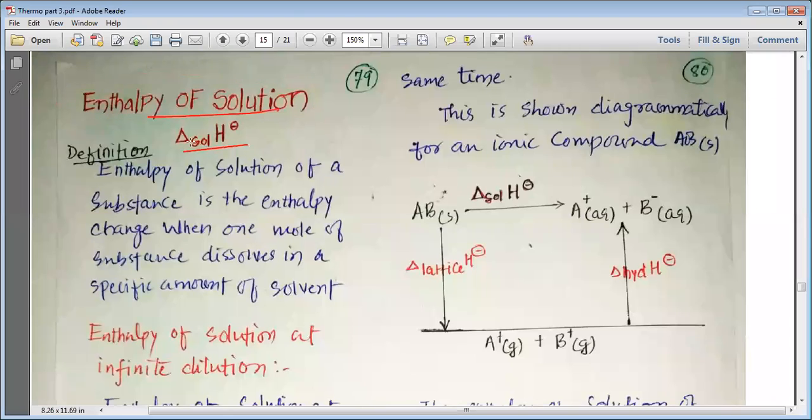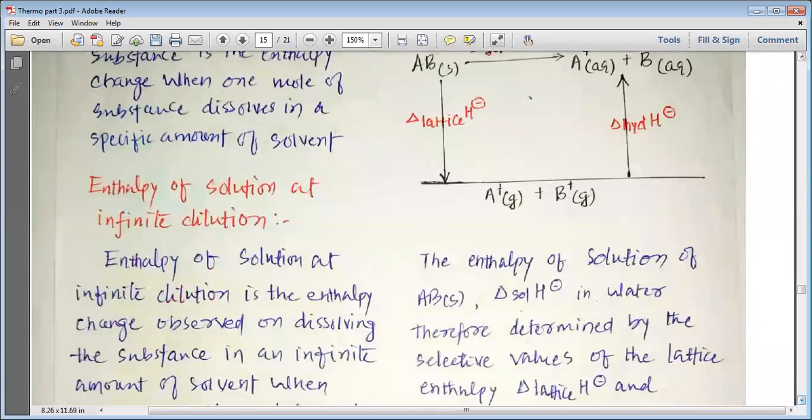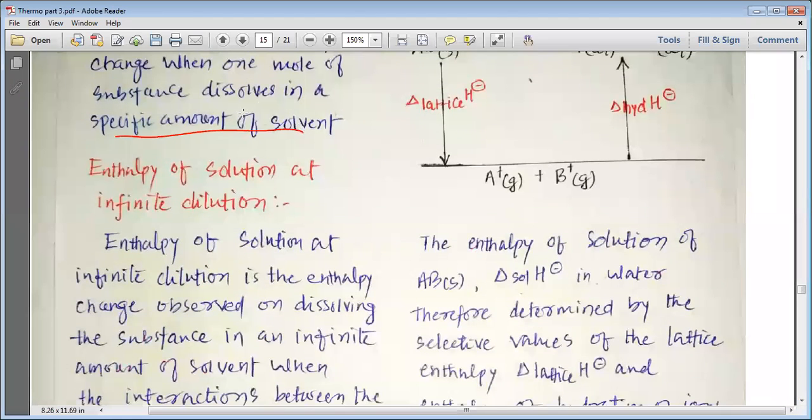Let us try to understand the delta solution enthalpy. Let's understand the definition. Enthalpy of solution of a substance is the enthalpy change when 1 mole of the substance is dissolved in a specific amount of solvent. Please remember, the amount of solvent should be specific.